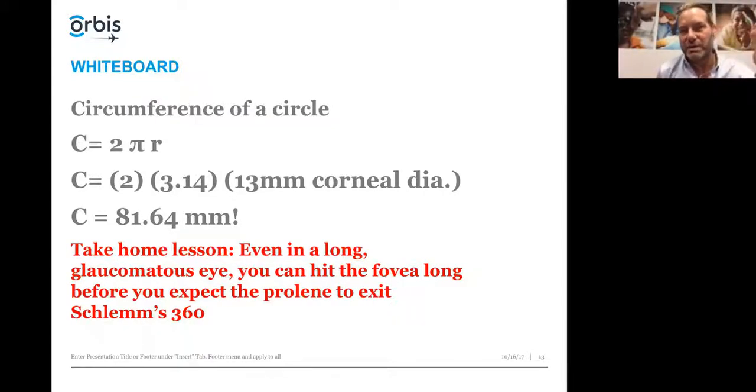So with 40 millimeters in length, you can easily get to the back of the eye if the eye has an axial length of 24 or 25 millimeters in these glaucoma eyes. You can easily get back to the fovea long before you would expect to see that suture exiting 360 degrees from Schlemm's canal. So it happens quite easily.